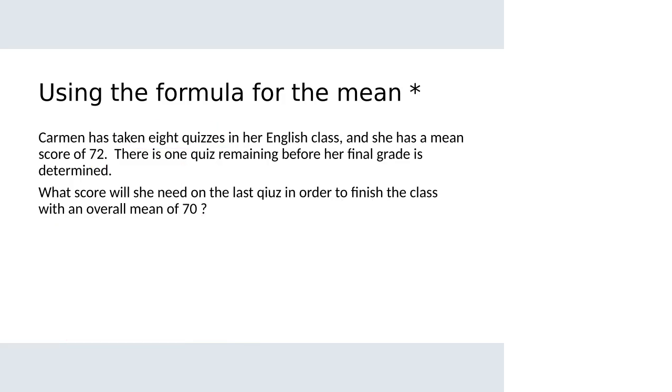Okay, here goes. Carmen has taken 8 quizzes in her English class, and she has a mean score of 72. There's 1 quiz remaining before her final grade is determined. What score will she need on the last quiz, spelled wrong, sorry about that, in order to finish the class with an overall mean of 70? So right now, Carmen's got a 72 after 8 quizzes. She wants to have a 70 after 1 more quiz. What's she going to need on that last quiz? I'll make a poll for this one and let you try it.